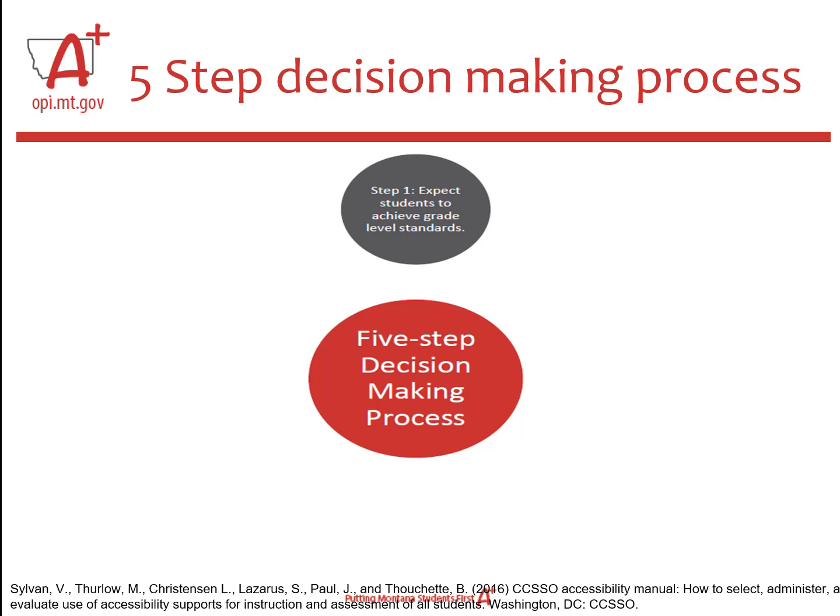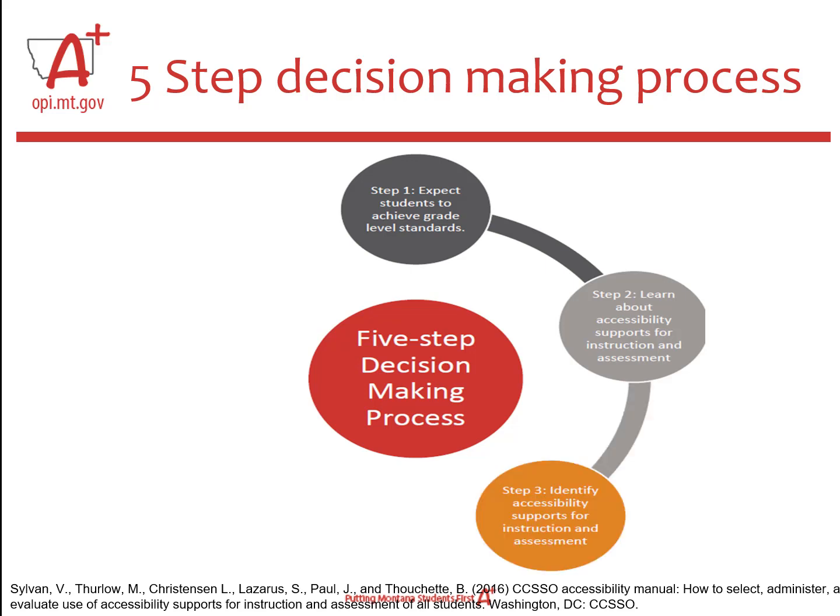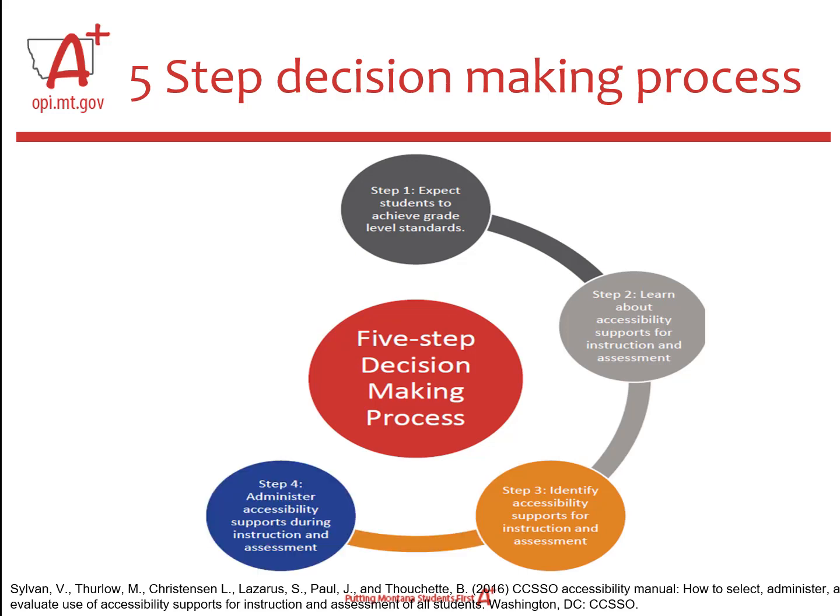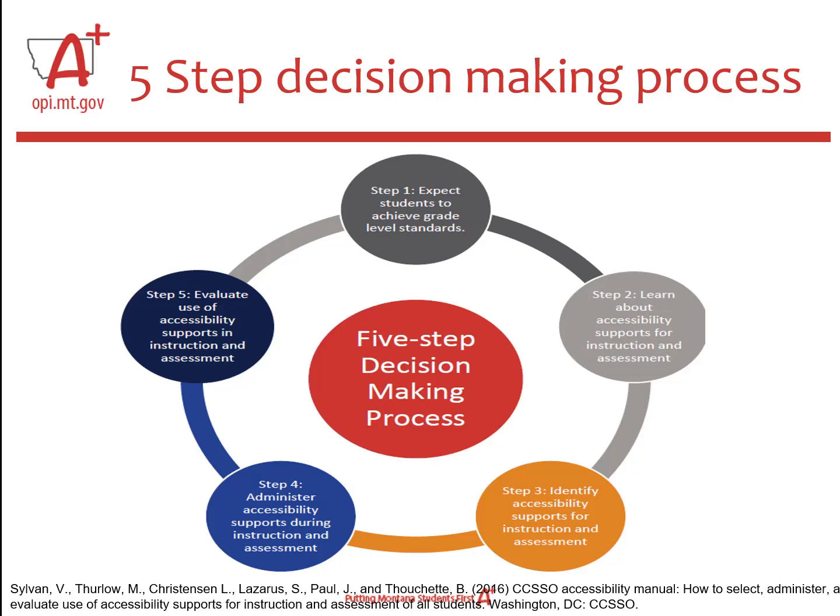5-step decision-making process. Step 1. Expect students to achieve grade level standards. Step 2. Learn about accessibility supports for instruction and assessment. Step 3. Identify accessibility supports for instruction and assessment. Step 4. Administer accessibility supports during instruction and assessment. Step 5. Evaluate use of accessibility supports in instruction and assessment.